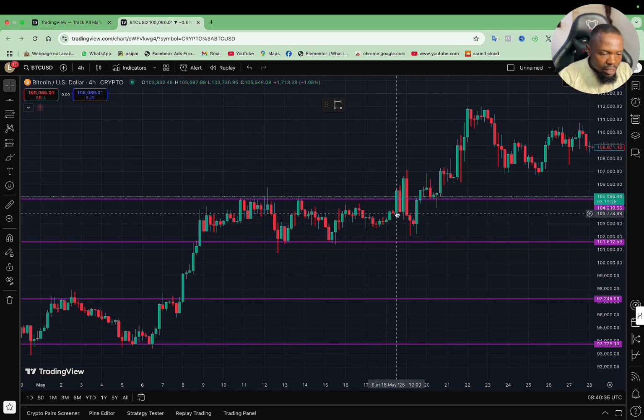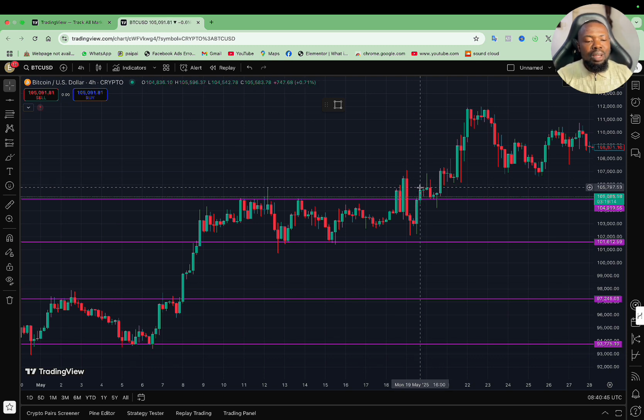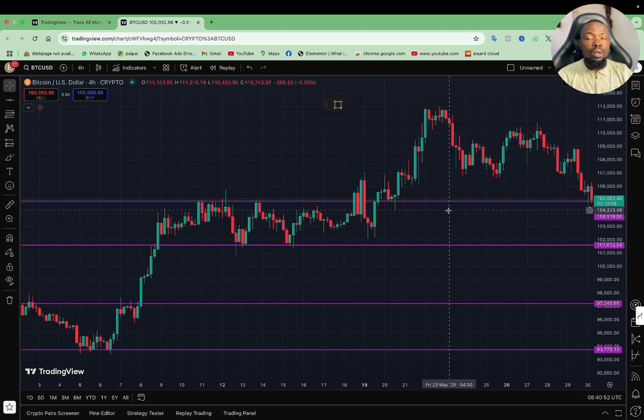And then it tried to break, came down, broke again, came down, did as if it wanted to go down, came up again, broke, and after breaking, it turned the resistance into a new support. So sometimes a resistance can be turned into a new support.